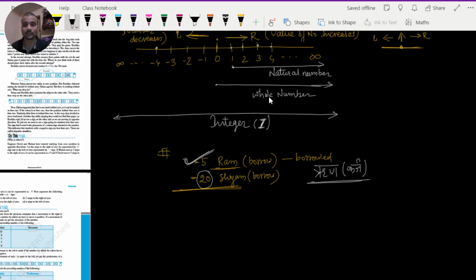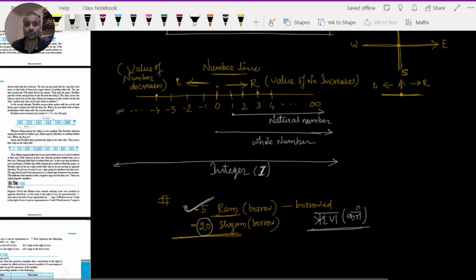On the number line, if you go towards the left side, then the value of the number decreases, and if you are approaching the right side, then the value of the number increases. So if I ask you which one is greater, 4 or 3, you always say 3 is greater than 4.